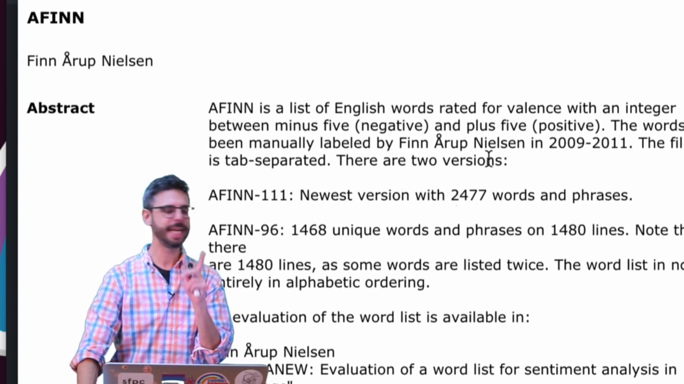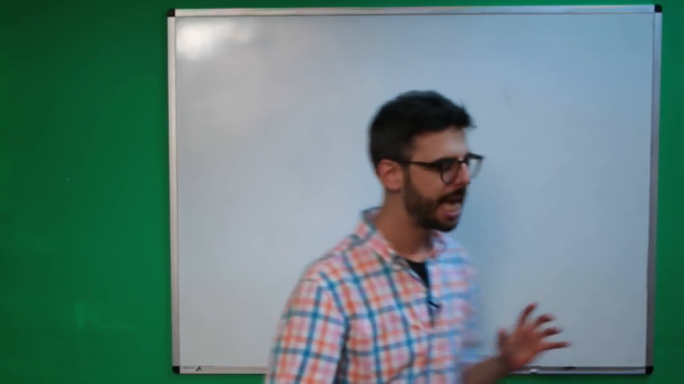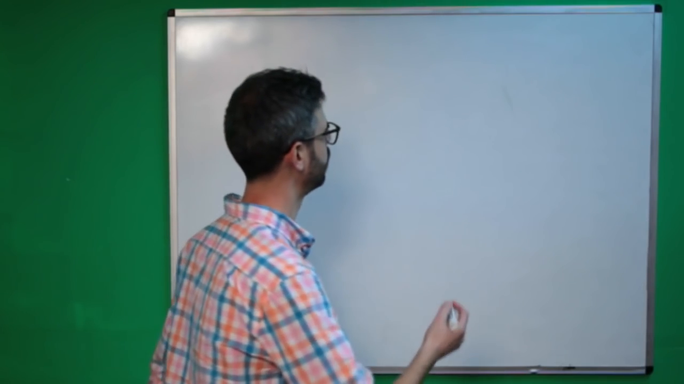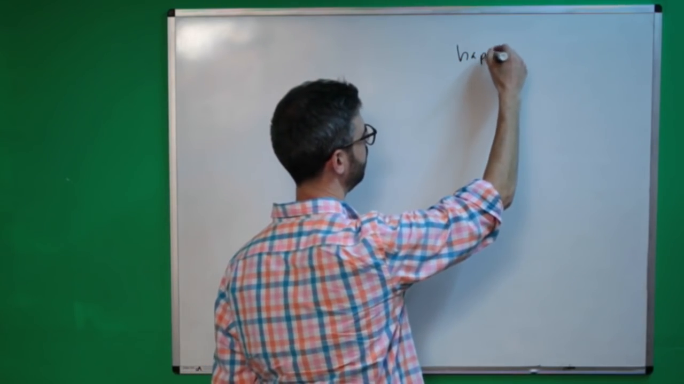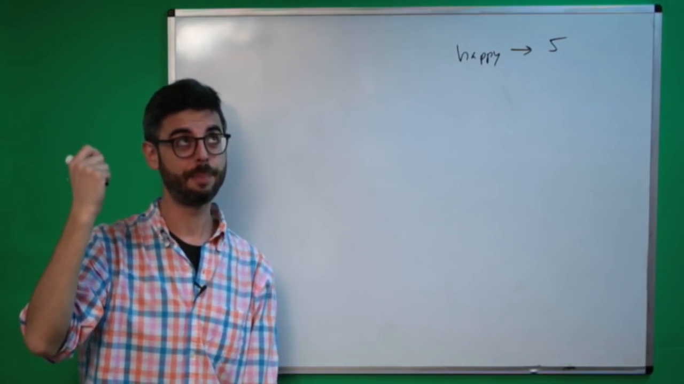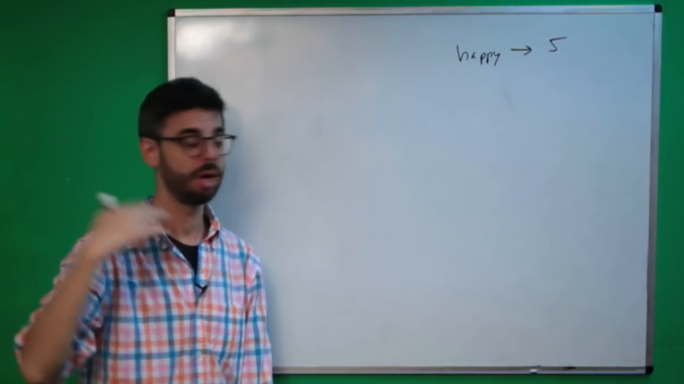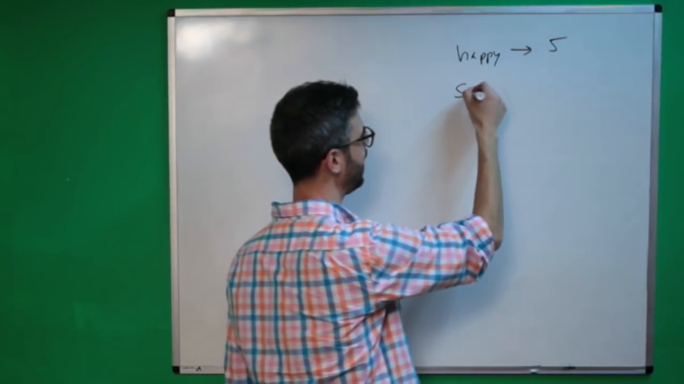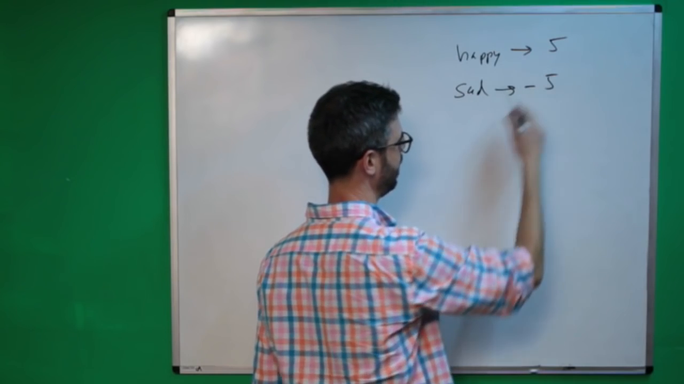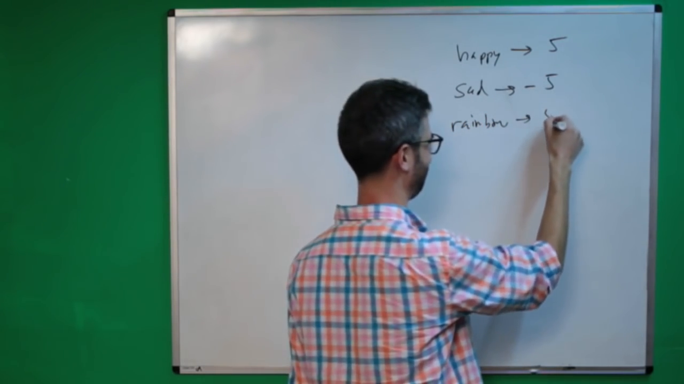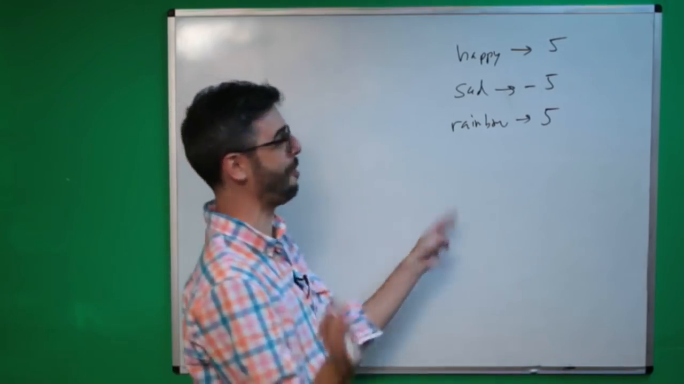So what is the AFINN-111 technique? The AFINN-111 technique involves a pre-assigned list of words. So if I were to say, like, happy, this has a score of 5. Each word gets a positive or negative valence score, 5 being very positive, sad being very negative, rainbow also very positive. 5. I don't want to give rainbow the score of 4 and happy 5.